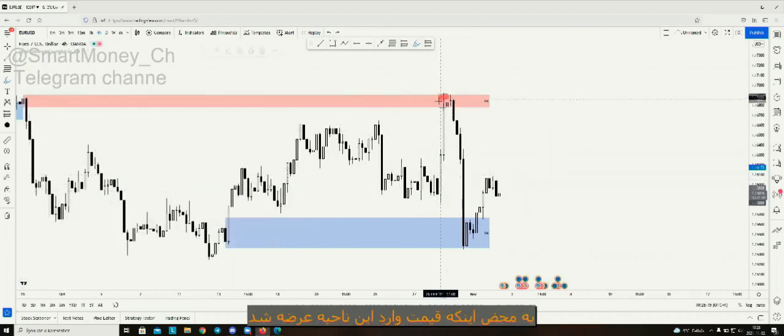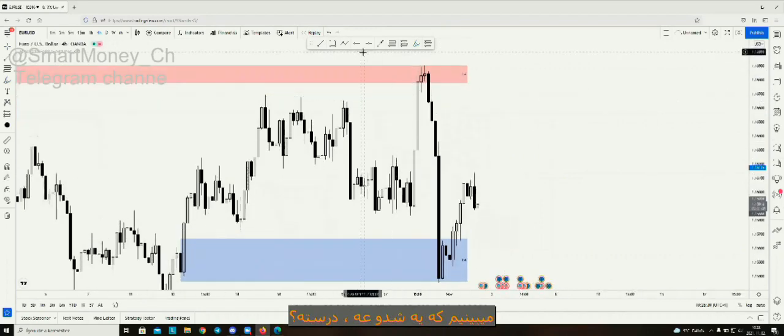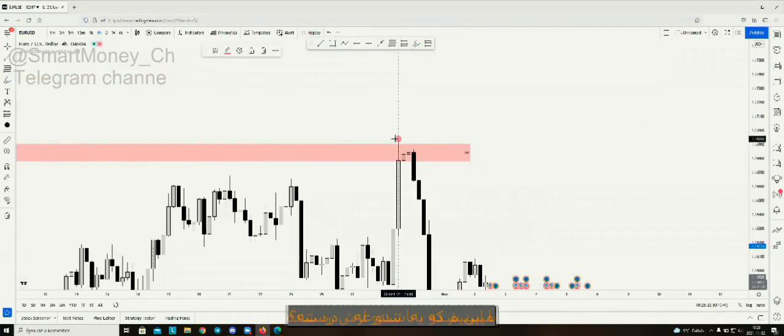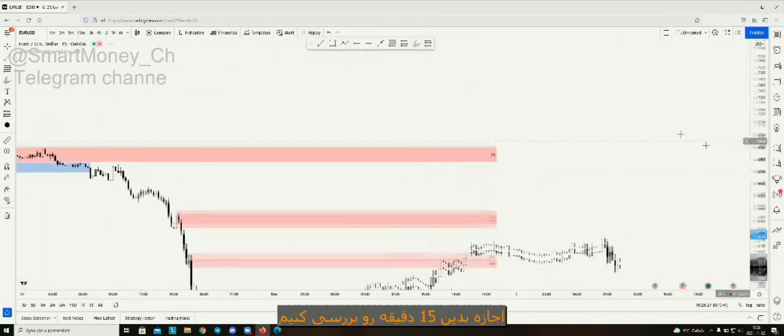As soon as price tapped into this supply zone, what can we see? We can see that it's wick through, right? With this wick, it's wick through. Let me just check the 50-minute.